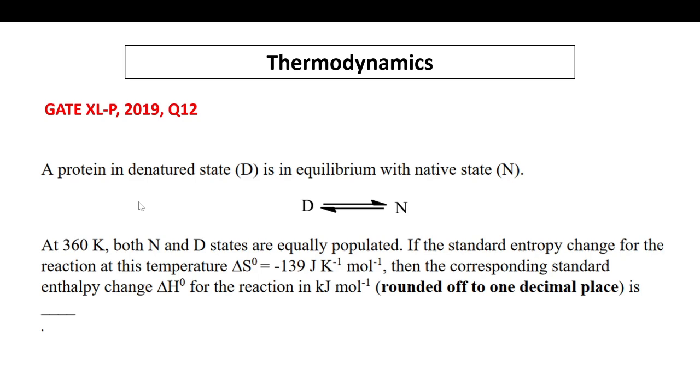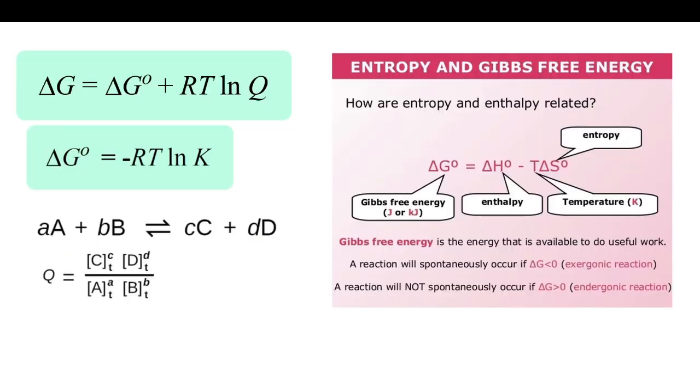Okay, so you need some kind of relation. By looking into this question, something should come to your mind: that you need some kind of relation where both delta H naught and delta S naught are together and relating with one another. So for that, let us look into the theory part a little bit.